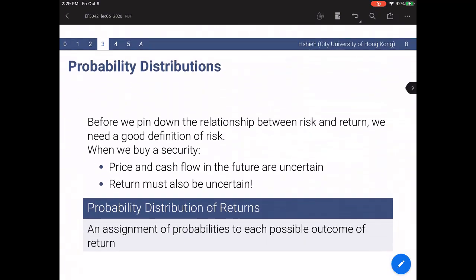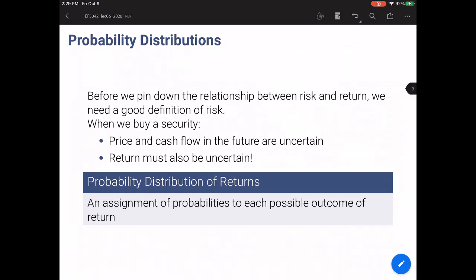So a little bit more intuition here, or explanation here. We want to pin down the relationship between risk and return, and therefore we need a good definition of risk. But we first need to figure out what this variable is that we want to understand risk from. Price and cash flow in the future are uncertain, and therefore returns are also uncertain. And so we want to try to understand returns in terms of different outcomes and try to assign likelihoods or probabilities.